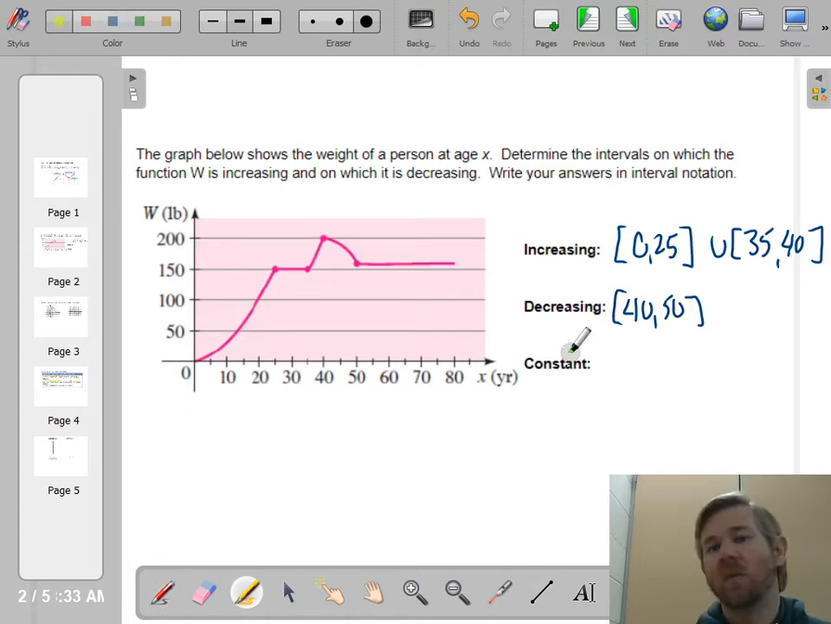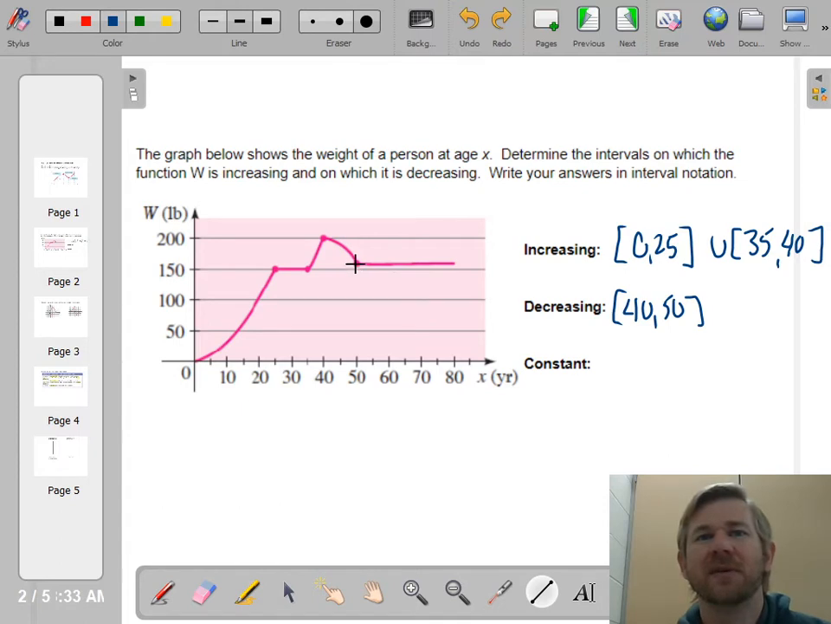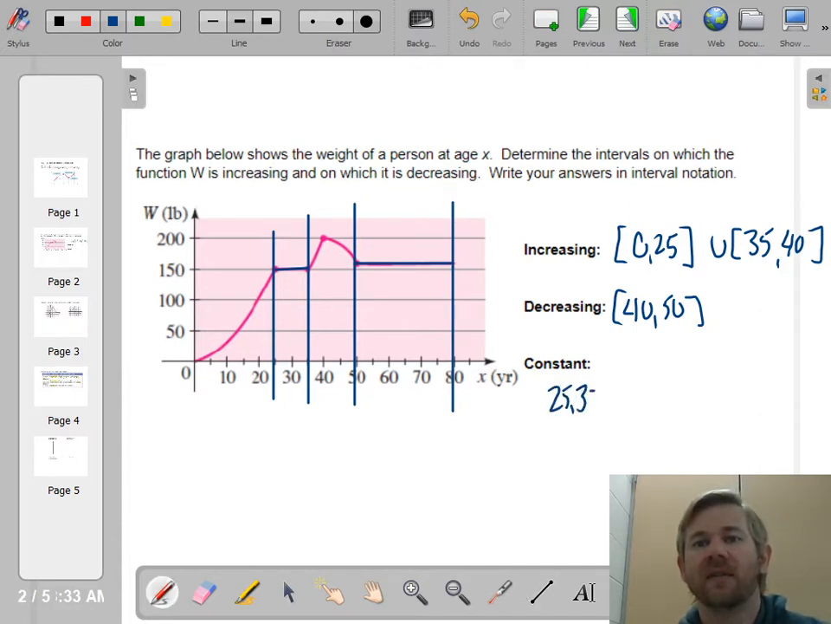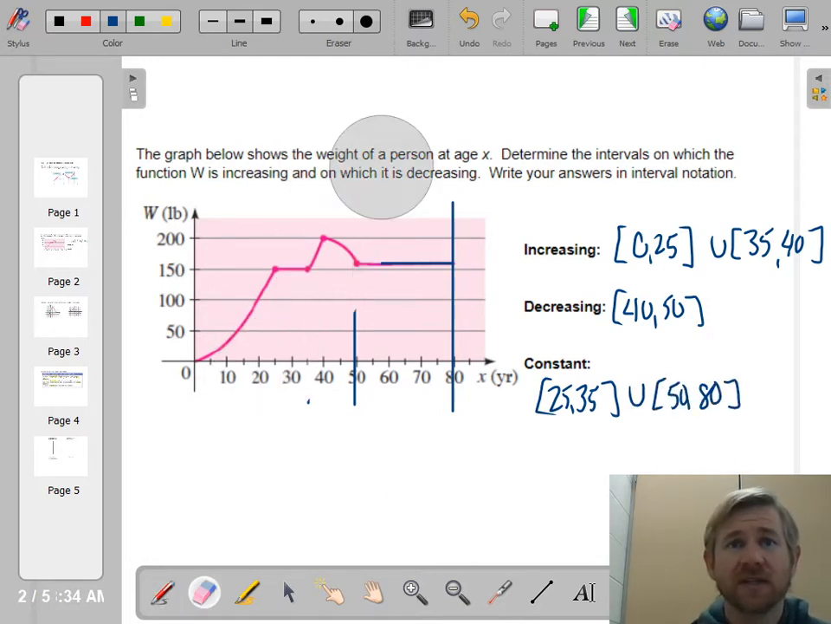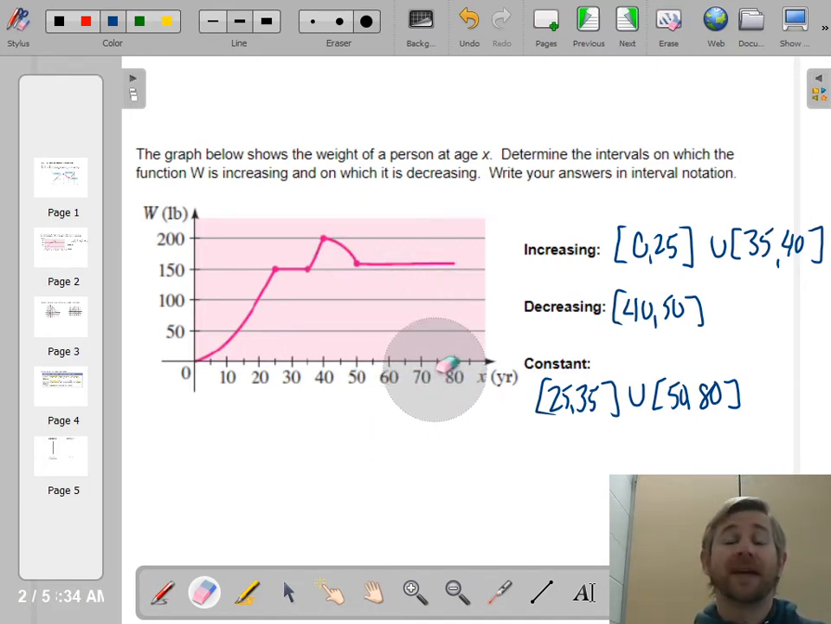And the last thing, option B, is what if it's constant? What if it's not increasing or decreasing? I think these might be increasing a tiny bit. It's kind of hard to tell. I almost think that might be increasing, but we're just going to say these are both constant. That looks pretty horizontal to me. And then that's constant. So what are those intervals? 25 to 35 and 50 to 80. So 25 to 35 are my x values, and then we'll say union 50 to 80, because there are multiple intervals in which this is constant, or if it's not constant it looks constant. It's pretty close. Okay, so that's increasing and decreasing.